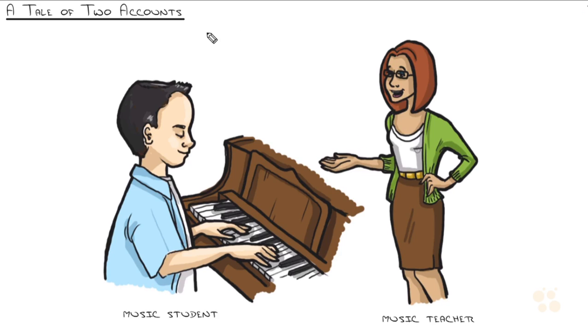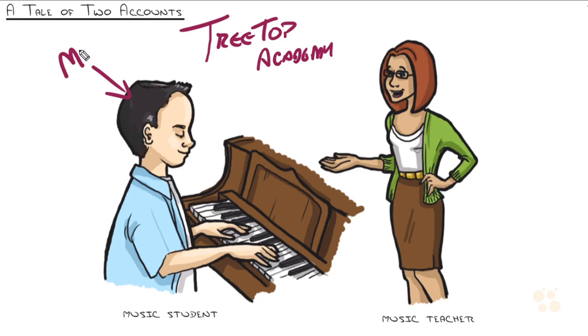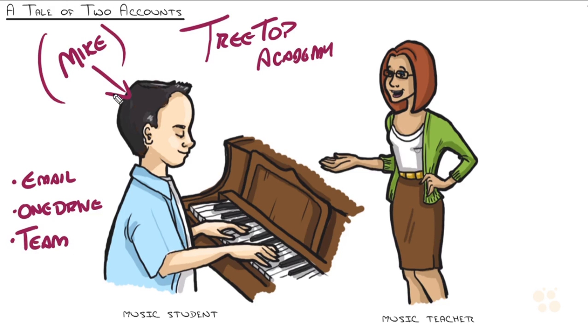For example, let's just say we are hosting Treetop Academy. Mike over here is a student at Treetop. When he signed up as a student, he got a school email address. He got his own little OneDrive account so he could save his music files and other music stuff. Obviously, I'm not a music guy. He gets access to the team site that the school uses to allow the students to collaborate on whatever pieces they're creating. And Mike combines with the drum guy and the flute player to create a wonderful orchestra of harmony.